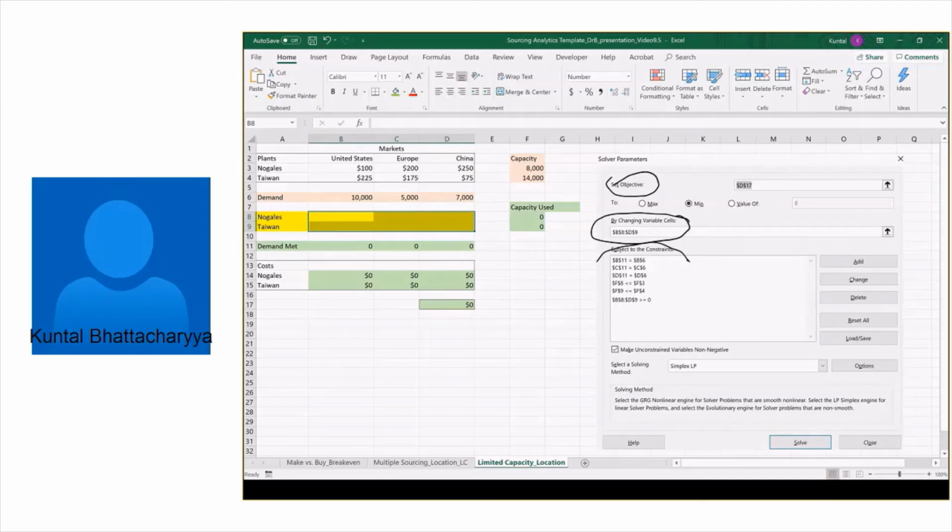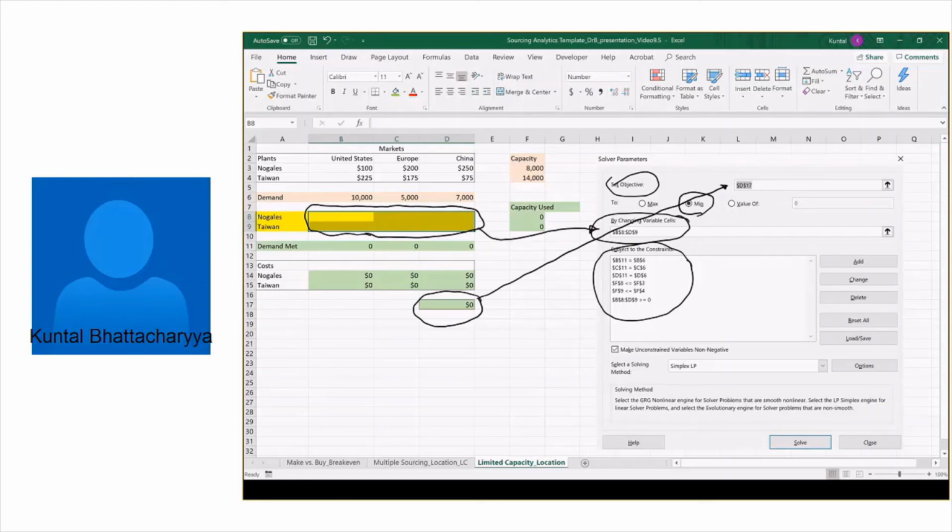What's my objective? $D$17, which is this cell, D17. That's the one I want to minimize. By changing what? All of these cells, right? And so I just choose those cells and I say by changing those cells because I want Excel to compute that. I'm not giving any value to those cells.